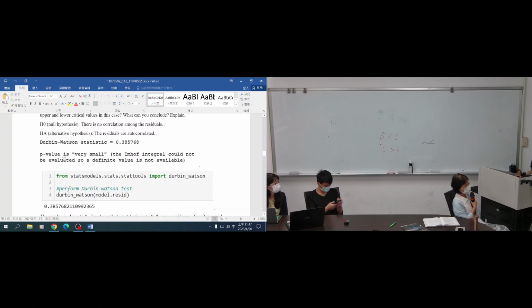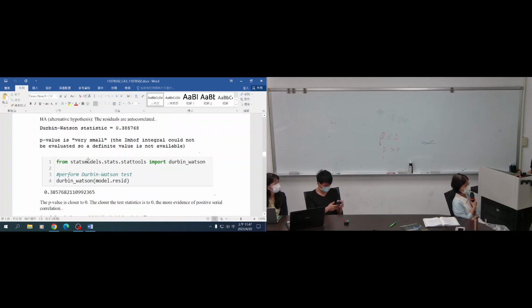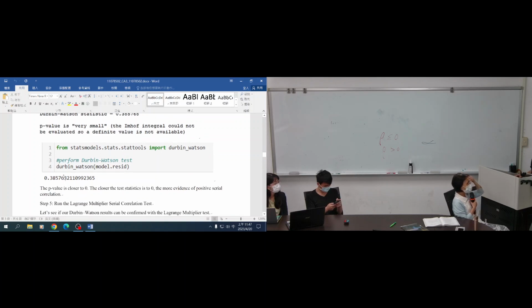This one is from Gretl. The p-value is very small, and this one is from Python. We can see that it's the same. The p-value here is closer to 0, which means it is more evident that there is a positive serial correlation.